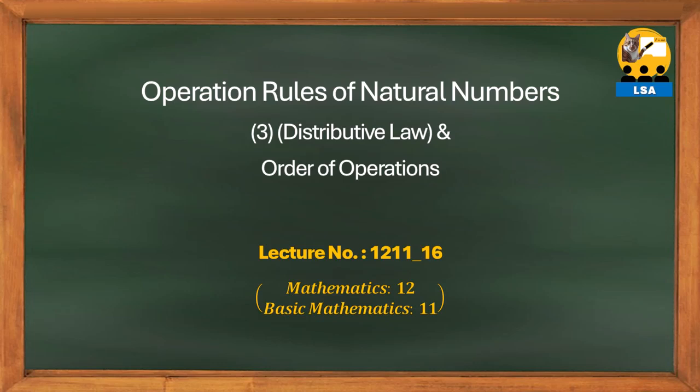Here is today's lecture content. Among the 3 representative operation rules applied to the 4 basic operations of natural numbers, we have studied the commutative law and the associative law up to the last session. Today, lastly, we will study the distributive law. And when various operations are mixed in actual calculations, we will also look at the order of operations, which dictates the sequence in which operations should be performed.